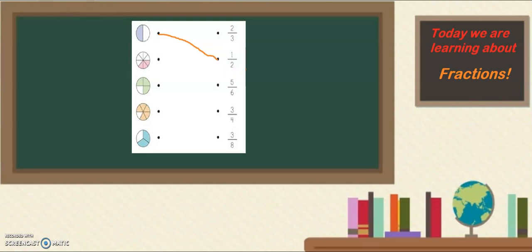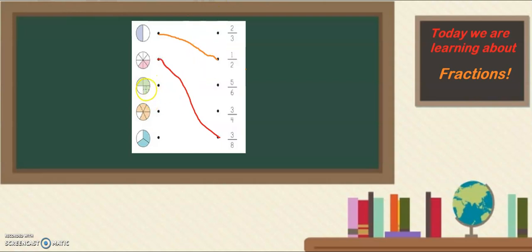Okay, next one. Right here. So how many pieces are there? 1, 2, 3, 4, 5, 6, 7, 8. So there's 8 as our denominator. And our numerator, how many are colored? 1, 2, 3. 3 over 8. So we're going to see, oh, there it is right there.